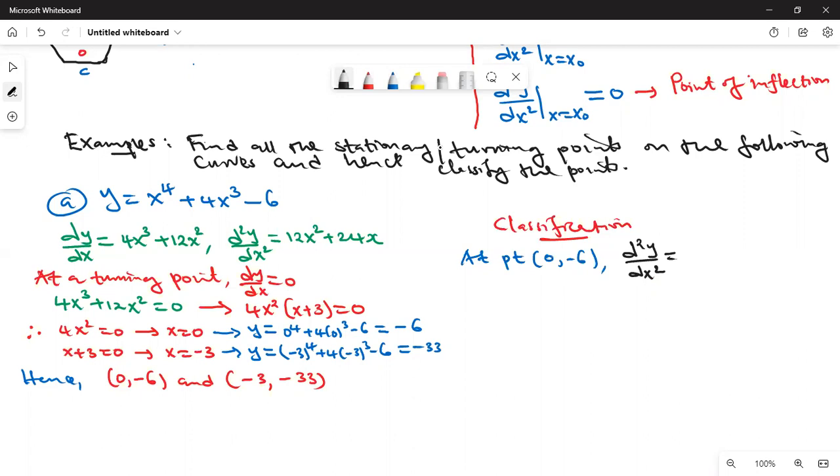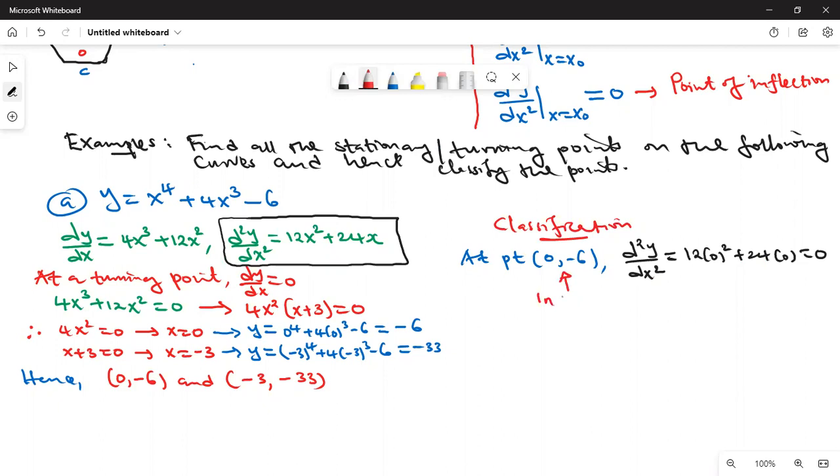Look at our second derivative here. This is where you substitute x equals 0. So what are we going to get? 12 times 0 squared plus 24 times 0, which is 0. And we said when the second derivative is 0, then it means this point is an inflection point, because the second derivative is 0 at that point.